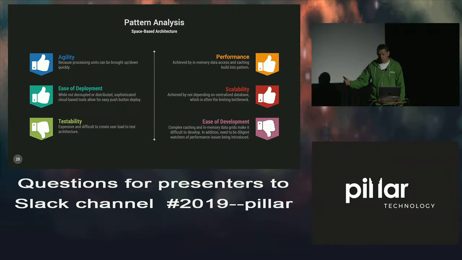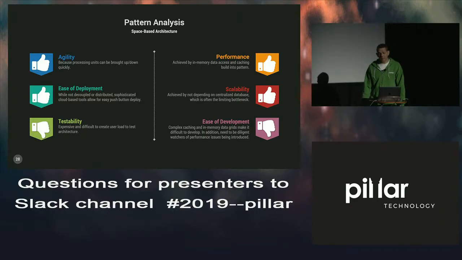All right, so agility, right? The processing units can be brought up and down pretty quickly. You can make a change to them. You're deploying just one thing. As each individual processing unit is separate, the testability gets a thumbs down because this is a scalable architecture. So if your goal is to see how scalable it is, it can be very expensive and difficult to see what is the final load that you can put on the system. It is built for performance. It is built for scale.